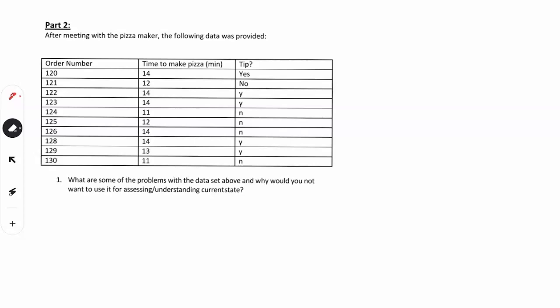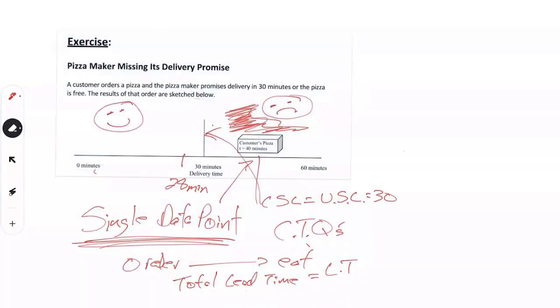Welcome to part two of the pizza delivery case. In part one, we took a look at pizza delivery, pizza fulfillment times, and came to the conclusion that 28 minutes right here was probably the sweet spot for both the customer and the organization, but we only had a single data point.